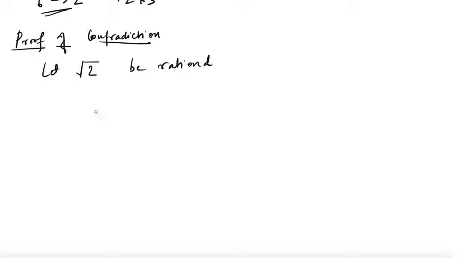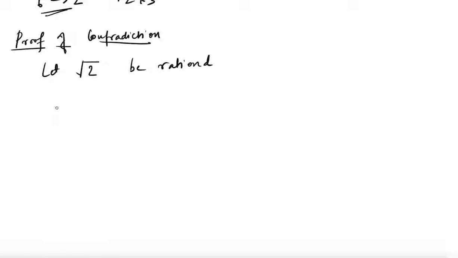If this is correct, if our process, it depends on the process. If everything goes fine, then it will be rational. If something goes wrong, then we'll say that root 2 is irrational. That depends on how we proceed. But as of now, let us just say that root 2 is a rational number.